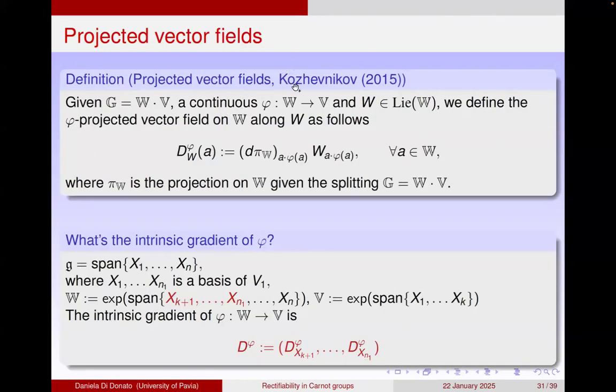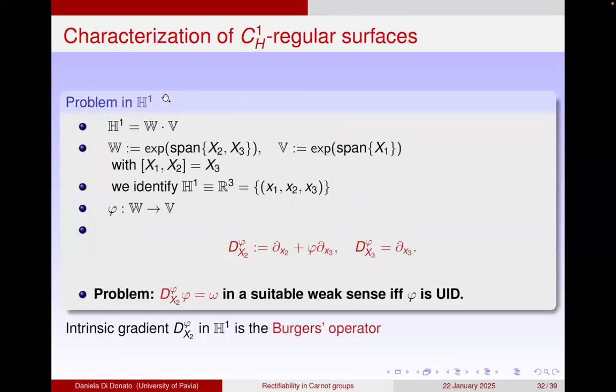This definition is given by Kozevnikov. I present the problem in the model case in order to understand. H1 is equal to W of V. H1 is R3. Identify R with R3. W is equal to the exponential of the span of x2, x3, and V is equal to the exponential of the span of x1. The only non-trivial bracket is the bracket [x1, x2] is equal to x3.